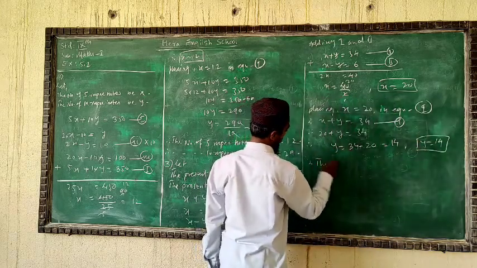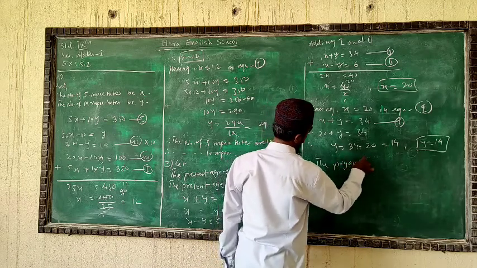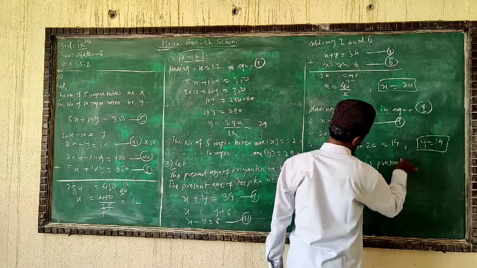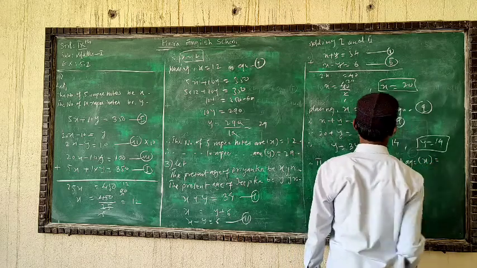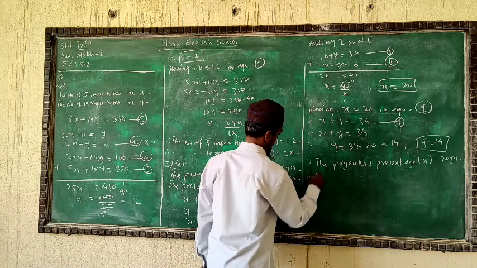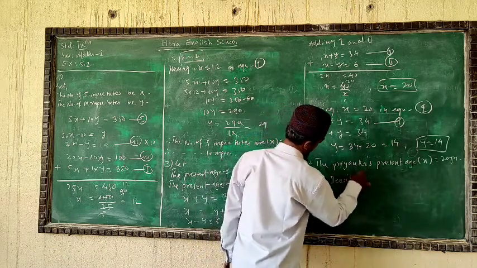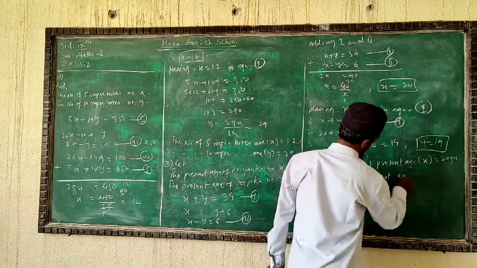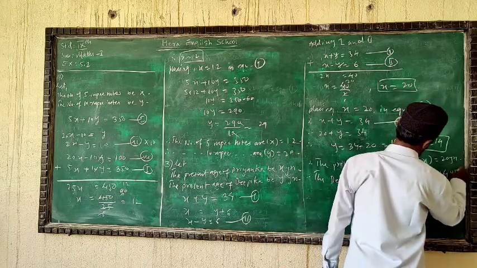Therefore, Priyanka's present age, we have taken x. How much will it be? 20 years. And Deepika's present age, y. Now we got this one, 14 years.